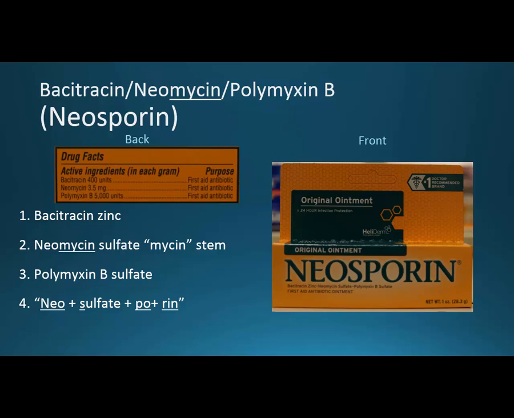Bacitracin, neomycin, polymyxin, if you take pieces of each word, that's how you get the word Neosporin. So neo from neomycin, the sulfate part of neomycin sulfate takes the S, the PO from polymyxin, and then the R, the I, and the N from bacitracin.